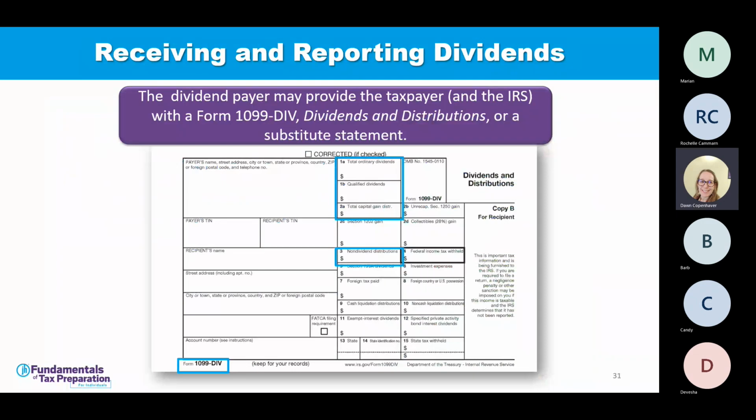And this is what the 1099 DIV statement looks like. You will see a lot of substitute 1099 DIVs. They come as part of brokerage statements. But again, the box numbers are going to match up even if it's not printed on a form that looks like this.